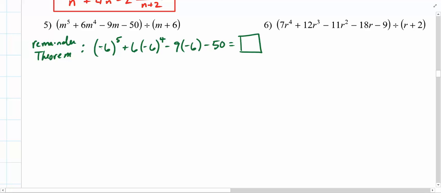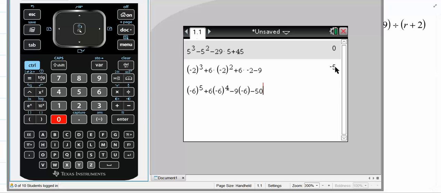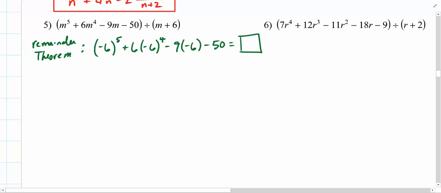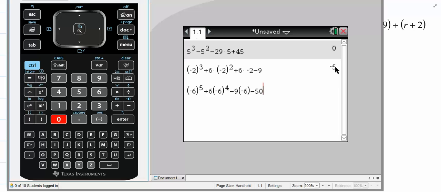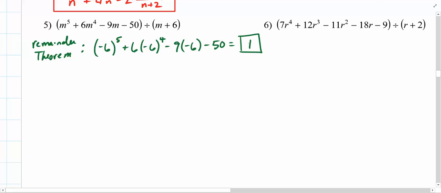Okay, so I've entered this expression into the calculator. -6 to the 5th power plus 6 times -6 to the 4th power minus 9 times -6 minus 50. And when I press enter here, I get a result of 4. So that leads me to believe that the remainder is 4.